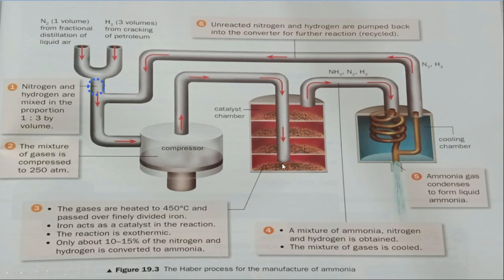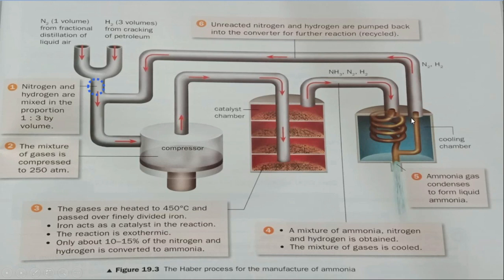The reaction is exothermic. Only about 10 to 15% of nitrogen and hydrogen is converted to ammonia under these conditions. A mixture of ammonia, nitrogen and hydrogen is obtained. The mixture of gases is cooled. Ammonia gas condenses to form liquid ammonia, and nitrogen and hydrogen are pumped back into the converter for further reaction. Means these are recycled.